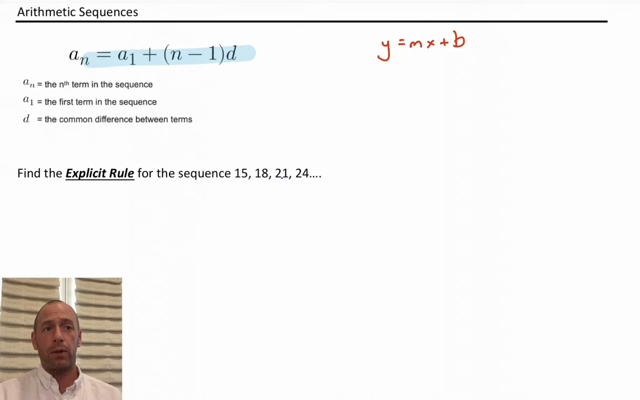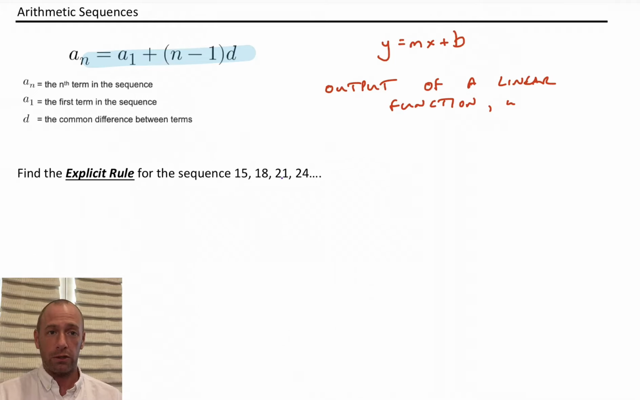Look at that example below, 15, 18, 21, and 24. What I'm going to do is treat those numbers like they're the output of a linear function. The output of a linear function whose inputs are the natural numbers. The natural numbers are your counting numbers, 1, 2, 3, 4. Look at that list. What's the third number? 21. So we're going to treat that 3, 21 like it's a coordinate, or 1, 15, or 4, 24.